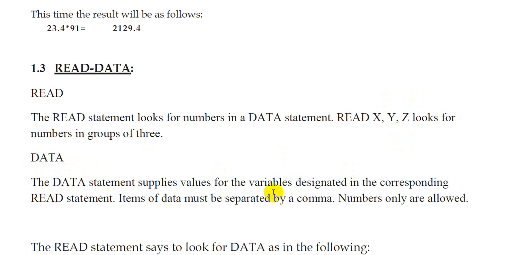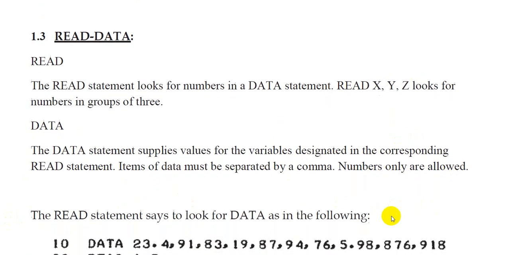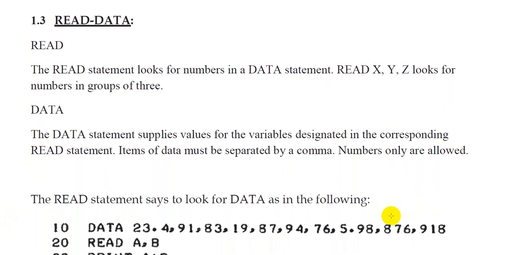The data statement supplies values when the variable is designated in the corresponding read statement. Items in the data must be separated by a comma. Numbers only are allowed. Numbers are digits, values, or figures that are permissible to be included, or even excluded, here by the program. The read statement indicates to look for data as in the following.